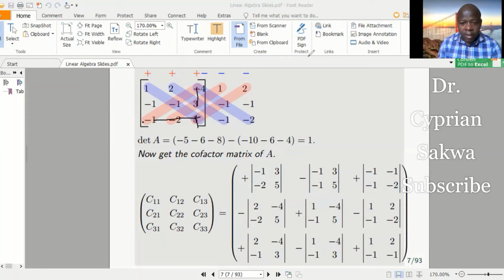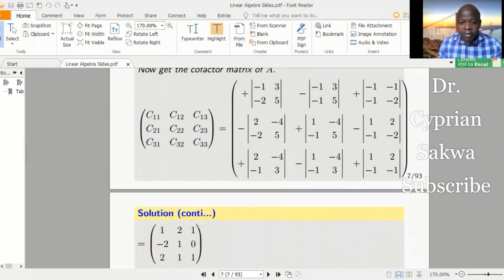So we've now done that. What remains is just to find the determinants. So let's now find the determinants. And when we do that, this is what we get. This will be -5, -5, and -6. This gives us +1.